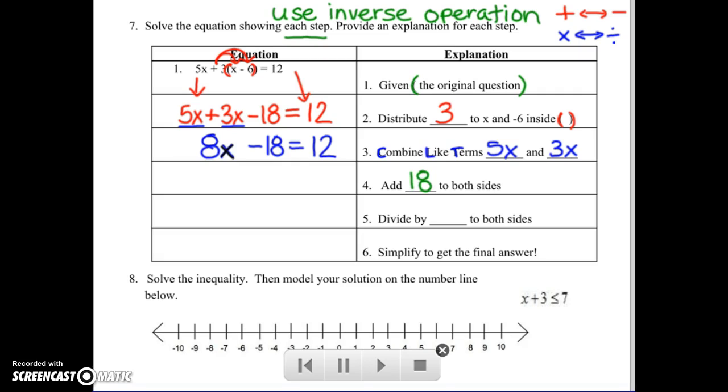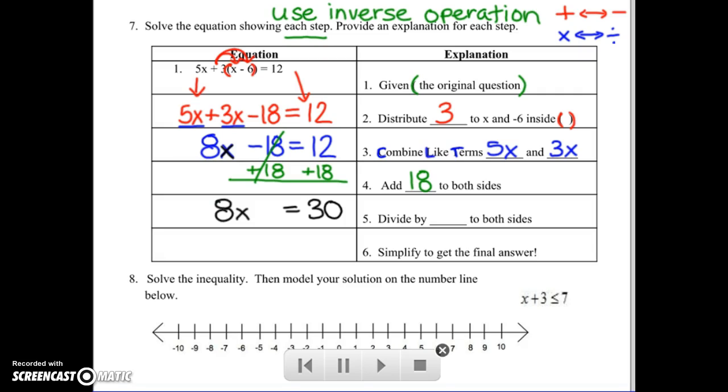But we're trying to isolate x, or solve for x, so we need to get x by itself. Notice, I'll add 18 to both sides because adding 18 is the inverse of subtracting 18. Negative 18 and positive 18 cancel each other out. Drop down the 8x because 8 times x will now equal, you guessed it, 30.